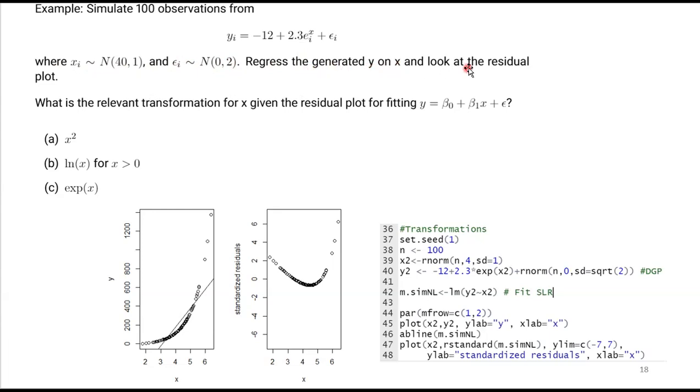If you regress y on x and we look at the residual plot, it looks like this curve, right? So I've got the y on x. I've generated 100 observations. It looks like that. You fit a straight line, and the associated residuals look like that. Well, based on this, what is the relevant transformation for x for the simple linear regression model? Would you think it's A, B, or C?